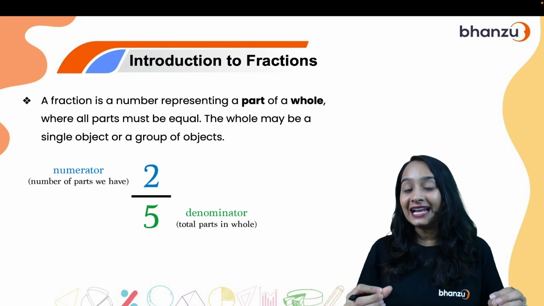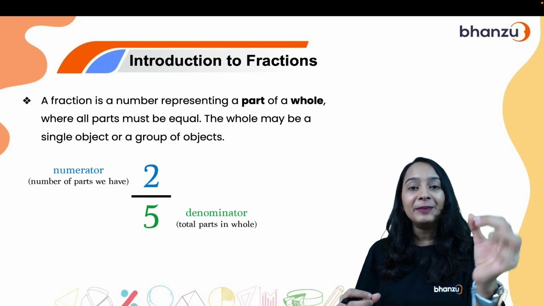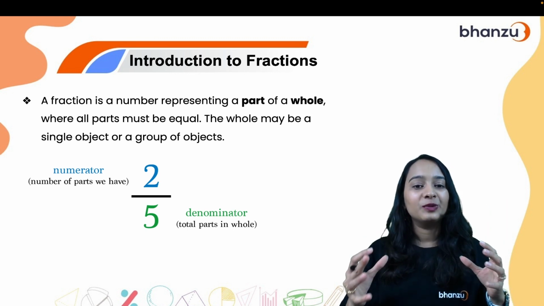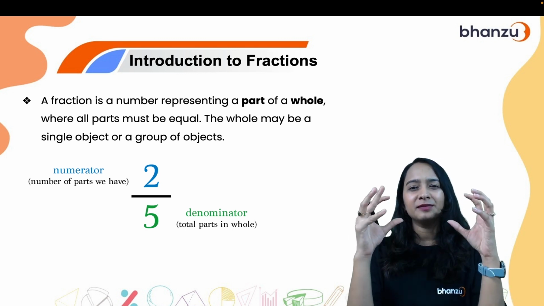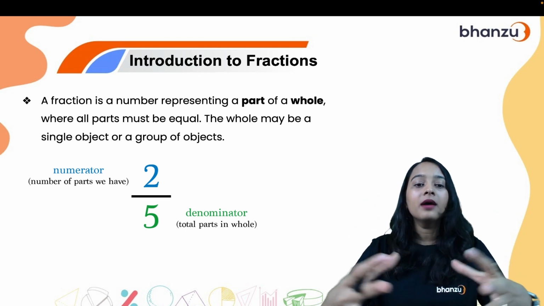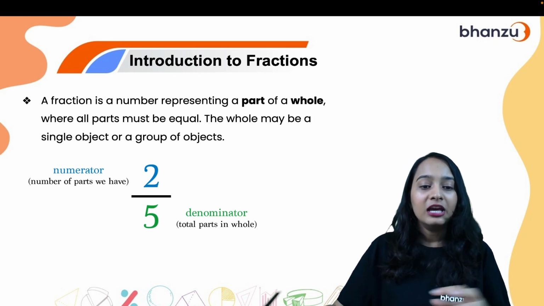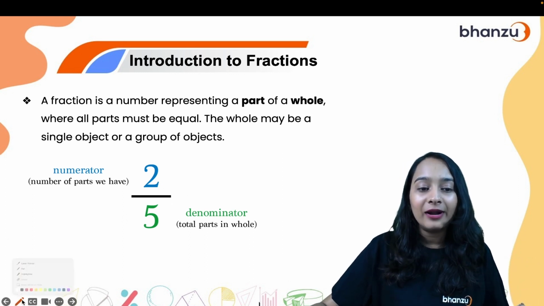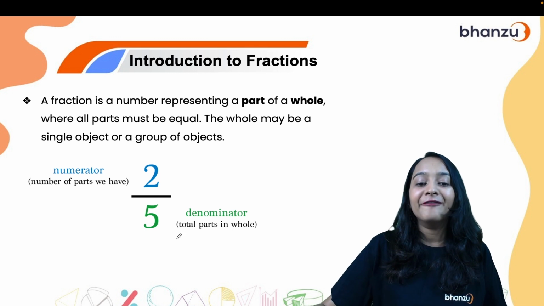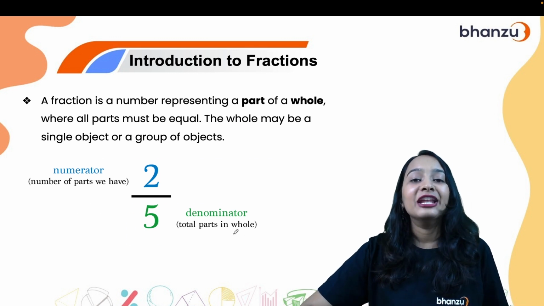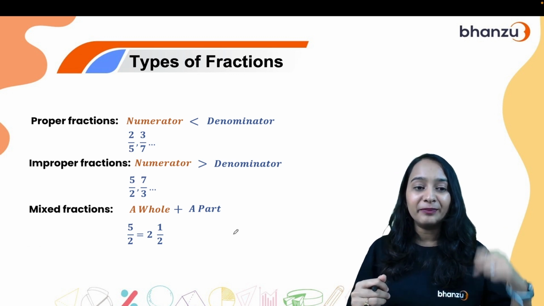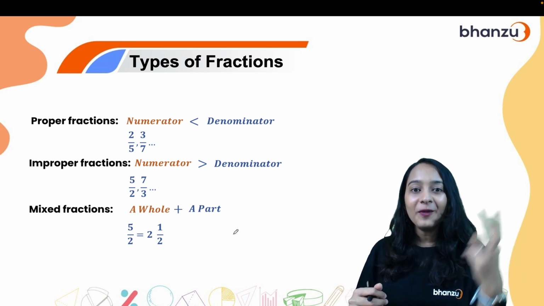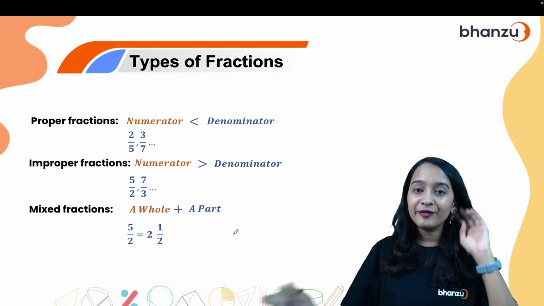2 out of 5. But these 2 are also a part of the whole hand, right? So anything that can be represented in the form of p by q is said to be a fraction. Please remember, the whole here can sometimes be a single big object or a multiple group of objects. So in 2 by 5, 2 is called the numerator and 5 is called the denominator. Now what are the different types of fractions we have learnt about? Proper, improper and mixed.